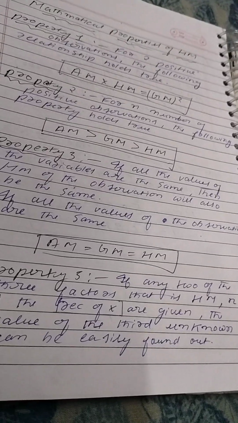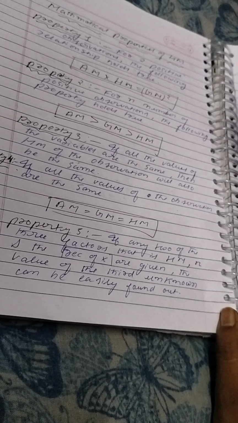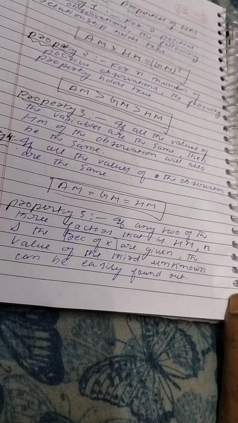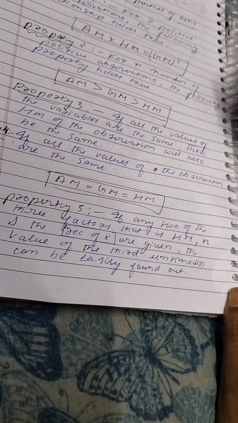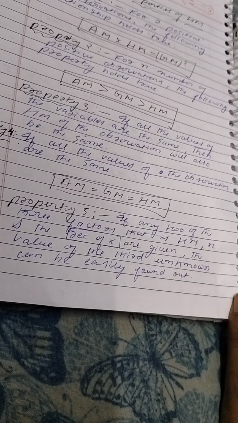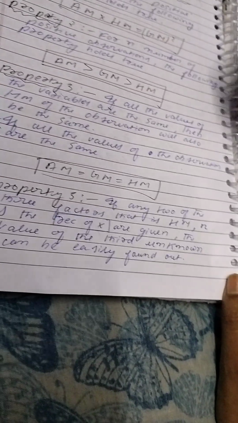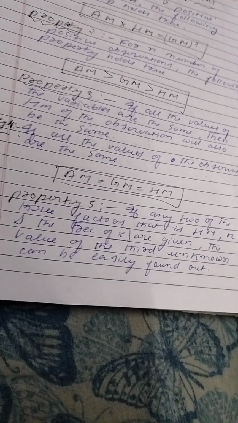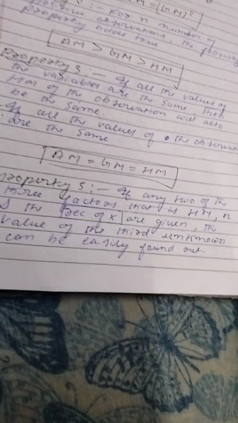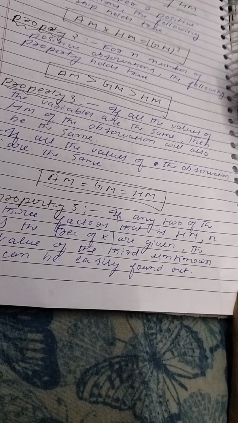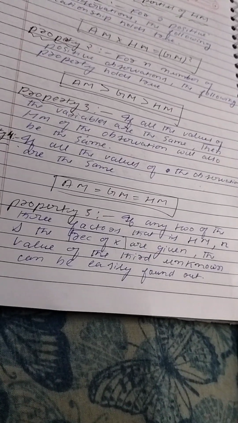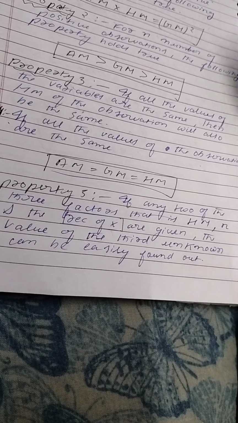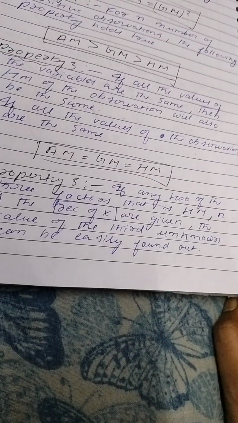Okay, then we have property 5. If any two of the three factors, that is HM, the reciprocal of x, and n, as we know from the basic formula, are given, the value of the third unknown can be easily found out.